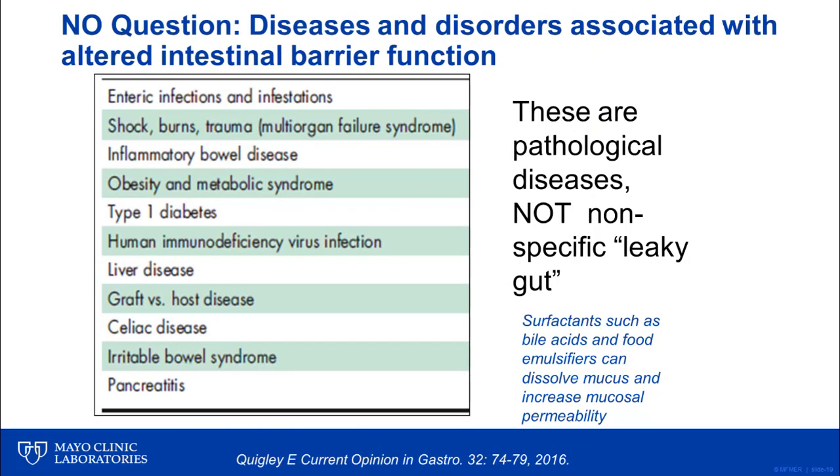Now, I'm not questioning that altered permeability is important in disease states. And I'll just point out some where I'm absolutely convinced that altered permeability is relevant. Shocks and burns, inflammatory bowel disease, HIV infection, graft versus host disease, celiac disease, possibly even pancreatitis. But I think we need to come back and really think, were the studies that were done rigorous enough to be able to conclusively decide that there is truly an effect on intestinal permeability.